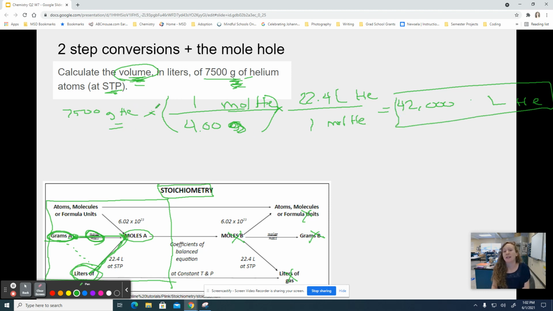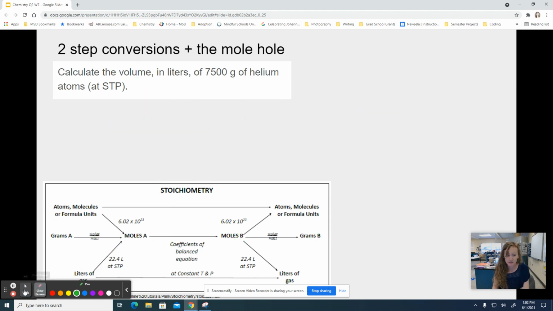Okay, and I can double check. Did I set it up right? Grams and grams, moles and moles. I'm left with liters of helium. I did set it up right. I can be confident in that. All right, let's try another one.